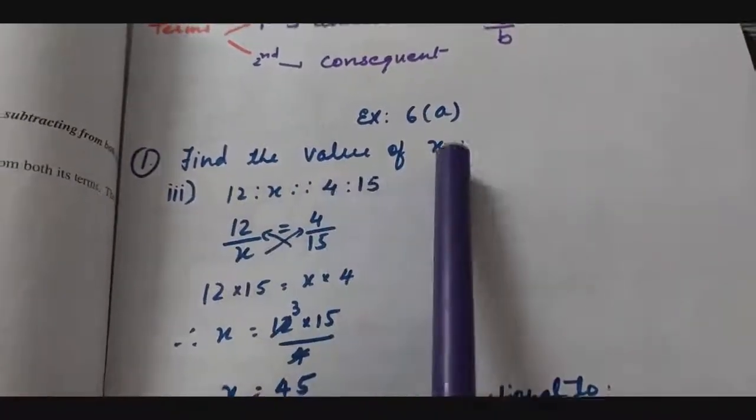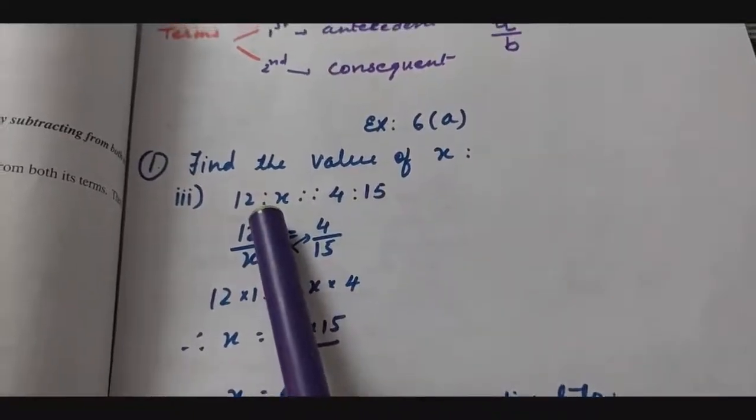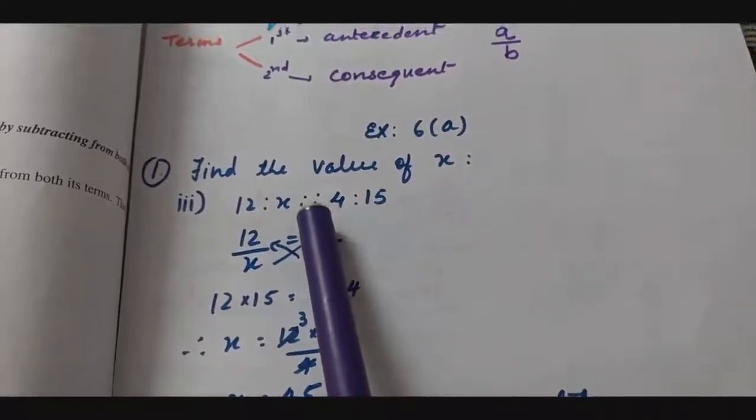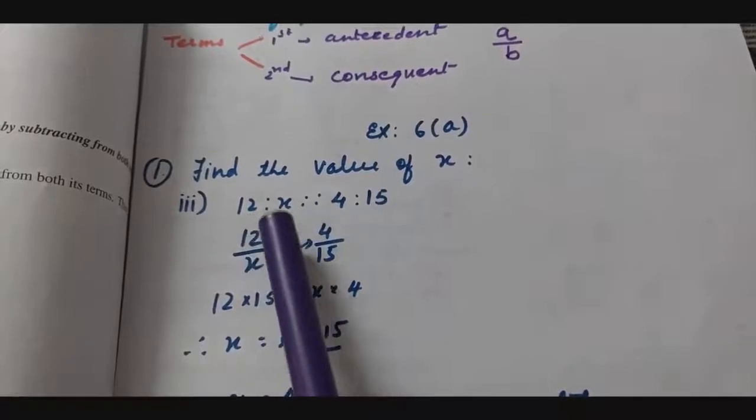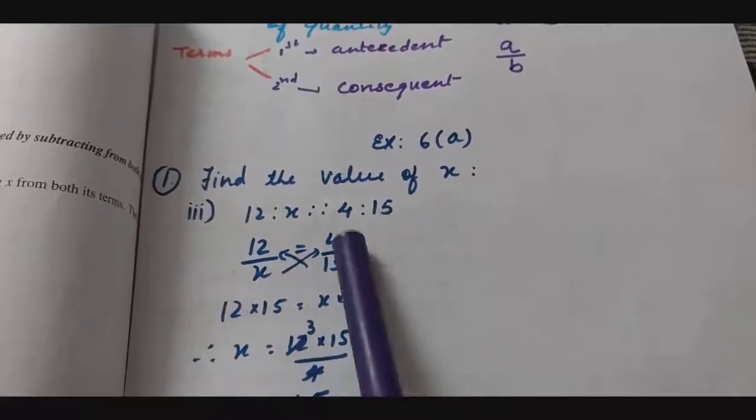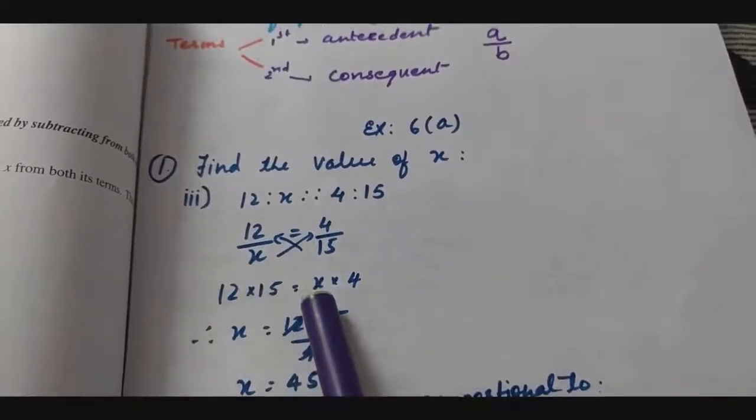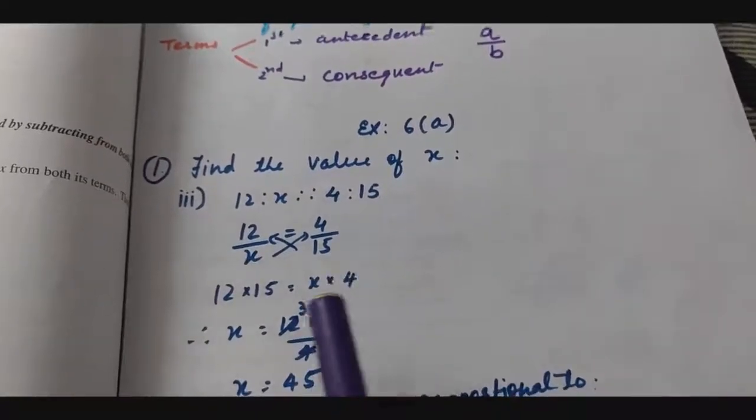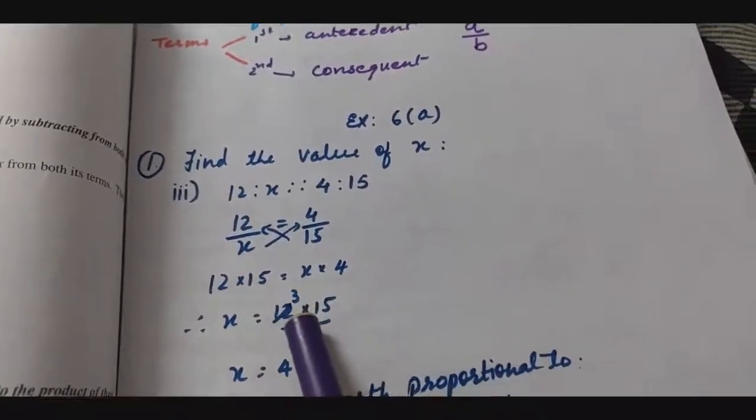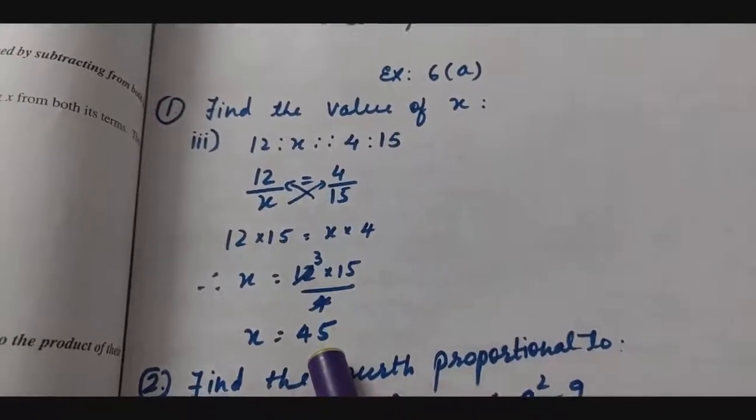So find the value of x. Here the question is like this. This is the ratio symbol. When there are two ratio symbols, you can take them as equal. Like 12 ratio x can also be written as a fraction, equal to 15 ratio 4. By taking cross multiplication, 12 multiply 15 is equal to x into 4. We want to find the x value, so take this as the division: 12 multiply 15 divided by 4. So you get x value 45.